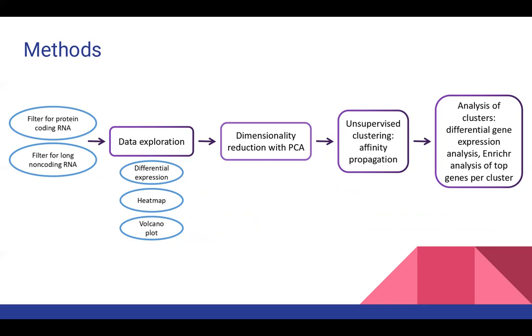Then data exploration was conducted using differential gene expression analysis, and results were displayed using a volcano plot. Significant genes were filtered and samples were first clustered using a heat map analysis. Principal component analysis was conducted to explore the variance of samples in the dataset, and PCA results were displayed with scatter plots. Unsupervised clustering with affinity propagation was used to assess how samples clustered together based on significant genes.